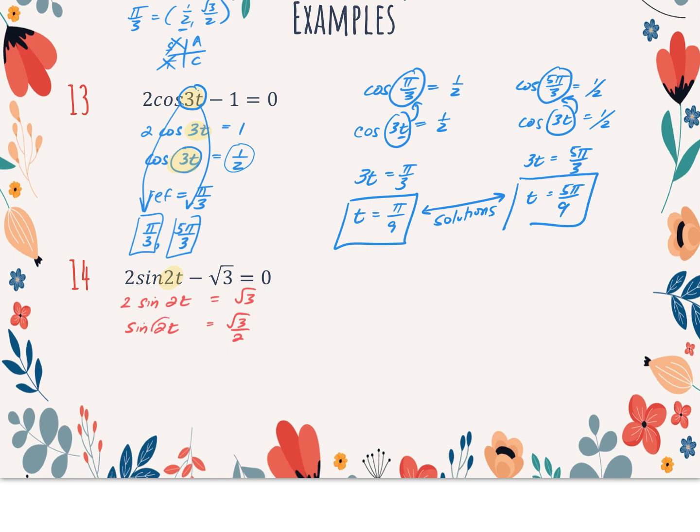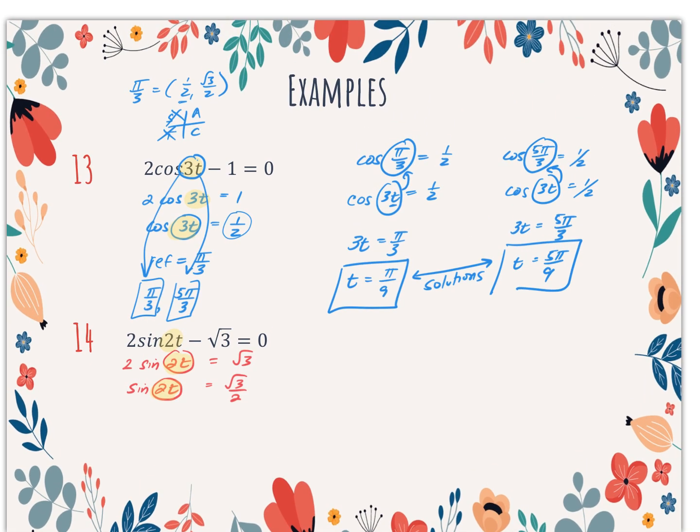So at this point, remember this, I'm going to highlight it. 2t represents the angle that's going to have a sine of radical 3 over 2. So once again, I think about that. The angles that have a sine of radical 3 over 2, well, guess what? It's also pi over 3, right? So my reference angle is going to be pi over 3 again. In what quadrants is my sine positive? Well, in quadrants 1 and 2.